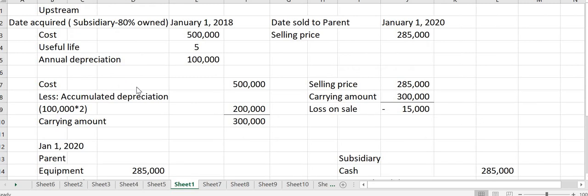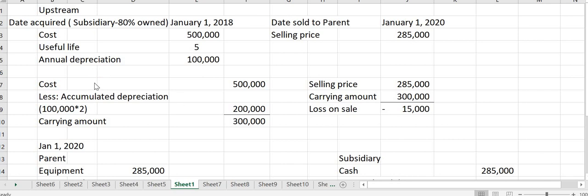We have an example of an upstream sale of property, plant, and equipment. On January 1, 2018, a subsidiary acquired equipment. Its cost is 500,000. Its useful life is 5 years. So its annual depreciation is 100,000, which is actually 500,000 divided by 5. On January 1, 2020, the subsidiary sold it to the parent. So it's an upstream transaction, because the selling affiliate is the subsidiary, and the buying affiliate is the parent.